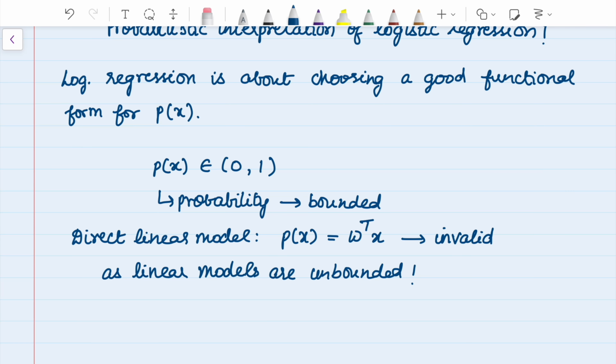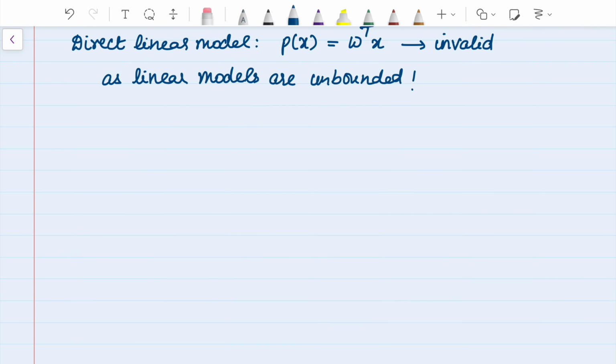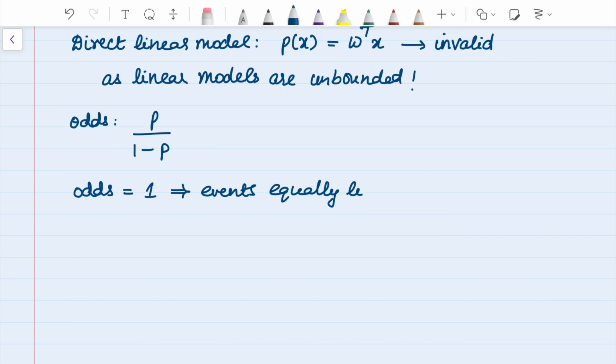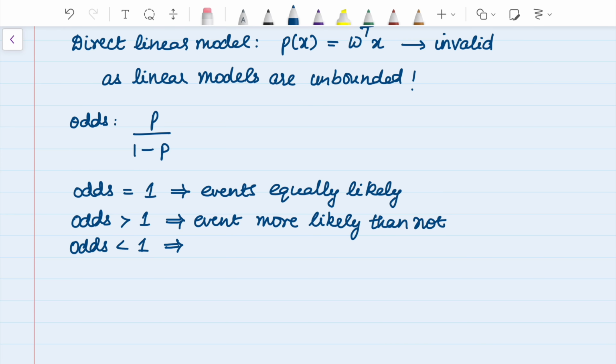Now let us define something called odds. Odds of an event can be represented as p by 1 minus p, where p is the probability of the event. If odds equals 1, it means that the probability of the event occurring is equal to the probability of the event not occurring. So if we are talking about two events, both events are equally likely. If odds is greater than 1, it means that the event is more likely to occur. And if odds is less than 1, the event is less likely to occur. This means that odds compare an event with a non-event.